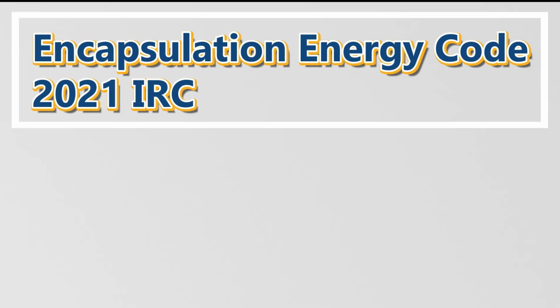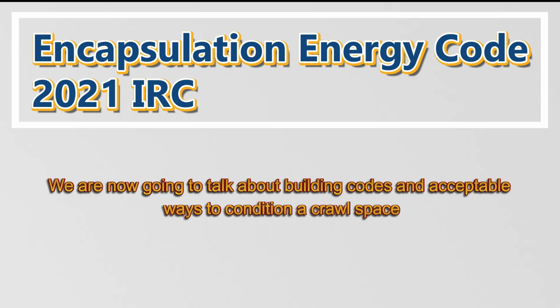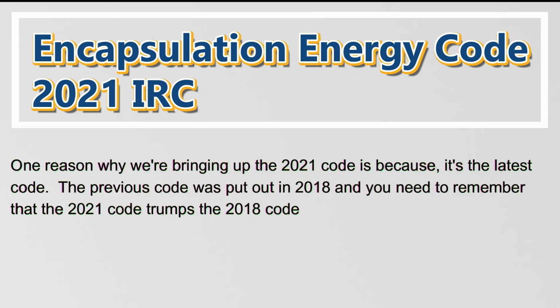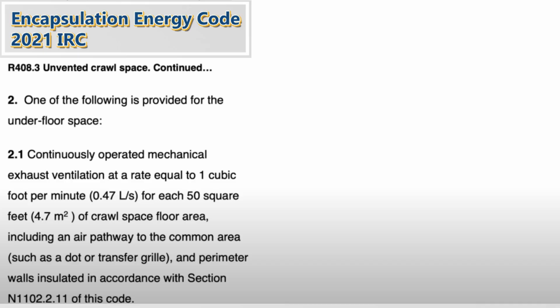Encapsulation, Energy Code 2021, IRC. We are now going to talk about building code and all the ways that are acceptable ways to condition a crawl space. One reason why we're bringing up the 2021 code is because it's the latest code. The previous code was put out in 2018, and you need to remember that the 2021 code trumps the 2018 code.